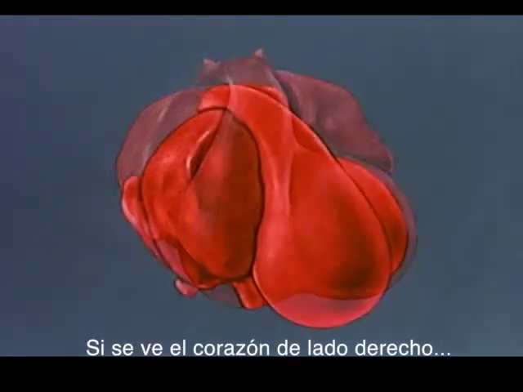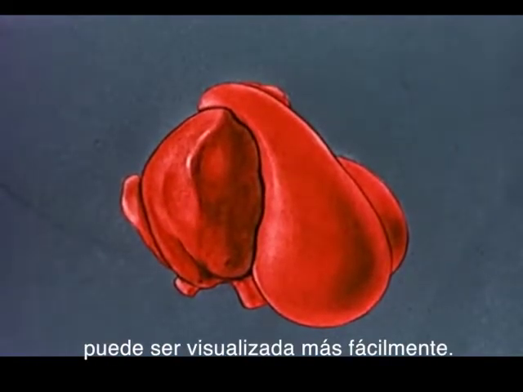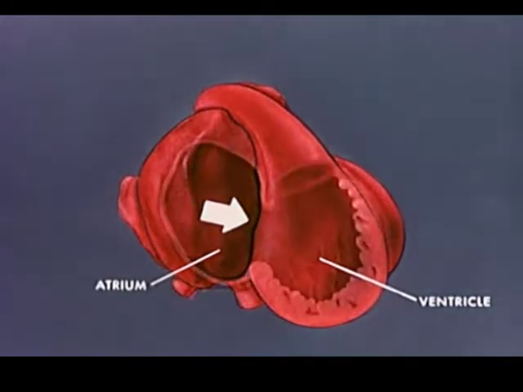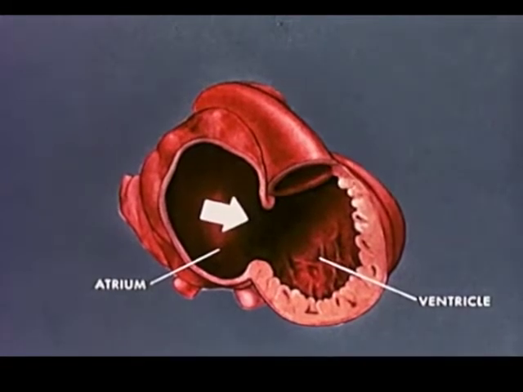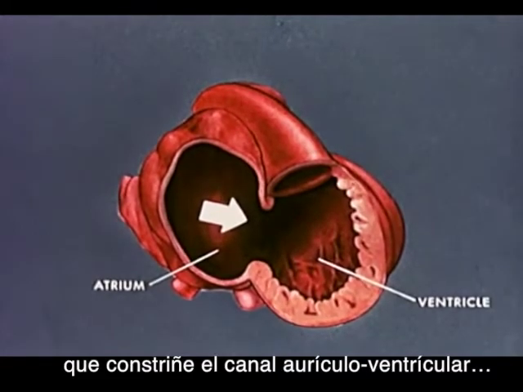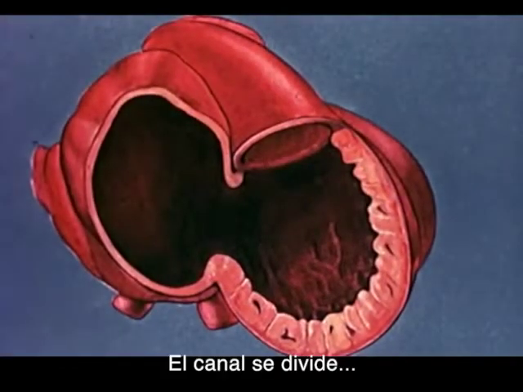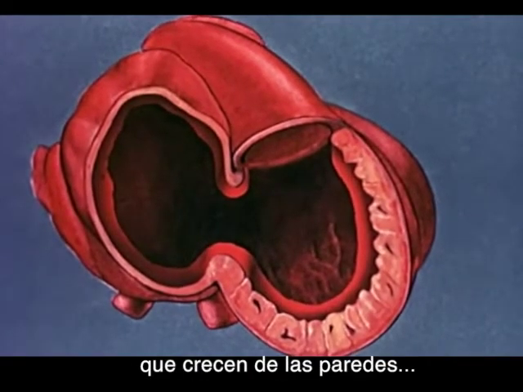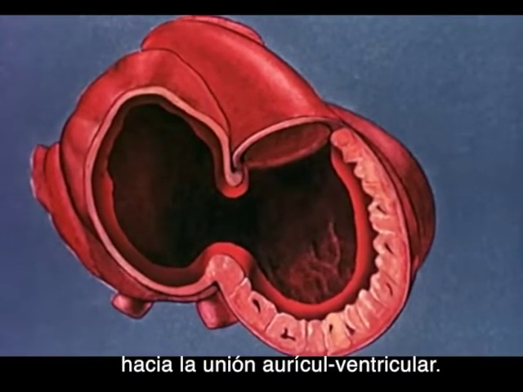By viewing the heart from the right side, partitioning of the atria and ventricles can be more easily visualized. Externally, a deep groove separates the atrium from the ventricle. Within the heart, the atrioventricular groove appears as a deep invagination, which constricts the atrioventricular canal at its waist. The canal becomes divided along its longitudinal axis by two partitions, growing from the walls of the two common chambers toward the auriculoventricular junction.